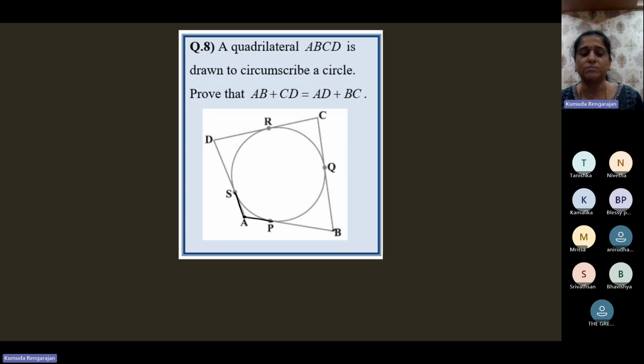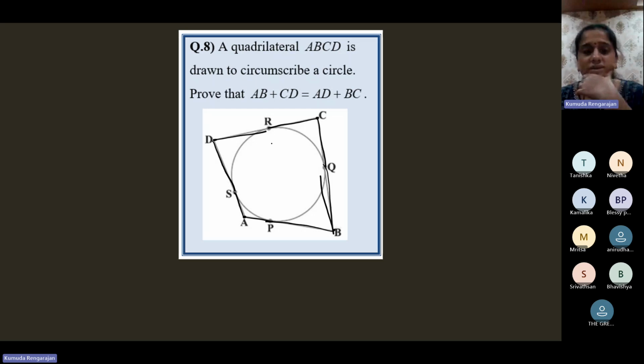Now consider the external point B. BP and BQ are the 2 tangents drawn from the external point B to the circle. Similarly, CQ and CR are 2 tangents drawn from the external point C to the circle. DR and DS are 2 tangents drawn from the external point D to the circle.